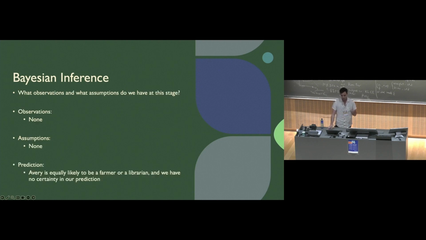So what kind of observations and assumptions do we have at this stage? Well, really, all that we know is we have a person and we have to predict their career. We don't know anything about them. We don't have any ideas about the world in which they work. So really, all that we come up with is that they could be either, and we don't really have any confidence or any certainty in our conclusions about which one they are. So, yes?